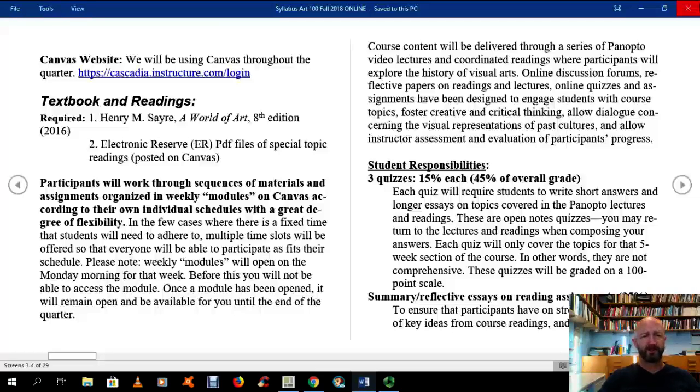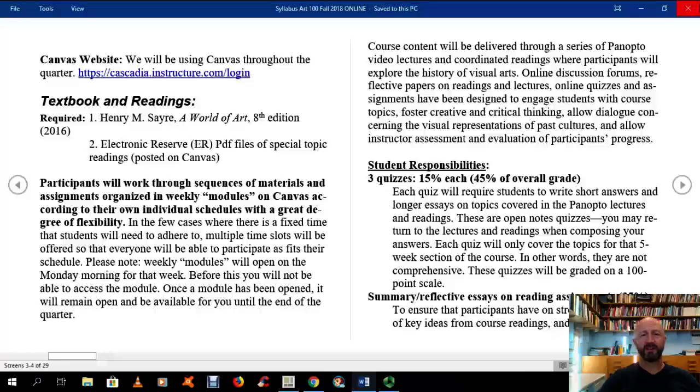Now, with these Panopto lectures, within each module, you might have 1 or 2 Panopto lectures, and they range in length, by the way, anywhere from an hour to maybe an hour and a half or so for the videos. Sometimes there are 3 lectures within a module, depending on what the topic is, right? But they're all there for you.